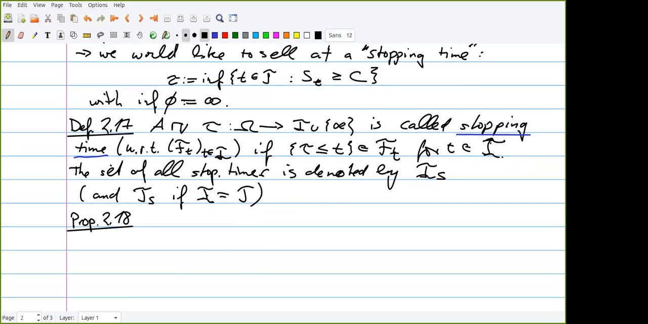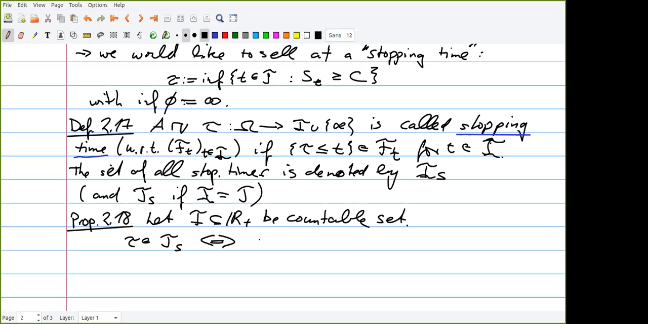As most of the time, as I said, we consider the set T. And there's a nice characterization of when something is a stopping time if my index set is countable, in particular finite. If I have a finite set, it's countable. Then tau is a stopping time if and only if I know at time t whether tau is equal to t or not.